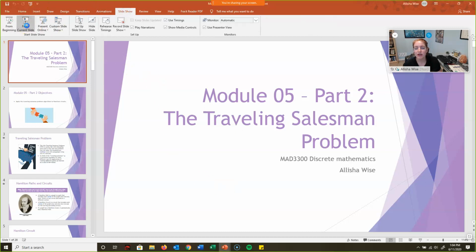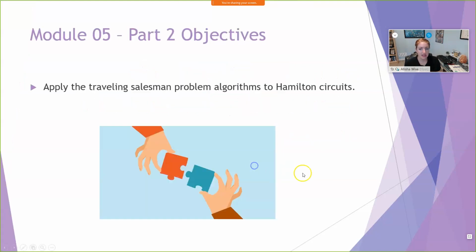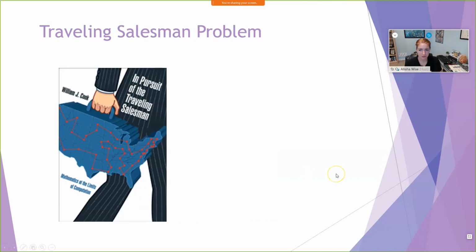So we're going to continue our discussion with graph theory by exploring Hamilton paths and circuits and looking at the traveling salesman problem, which was your discussion board. So hopefully you've got an idea of what the traveling salesman problem is, especially since you had to do some research for that for the discussion board.